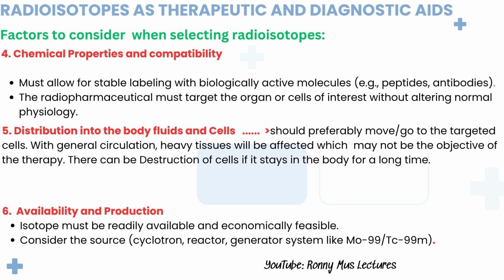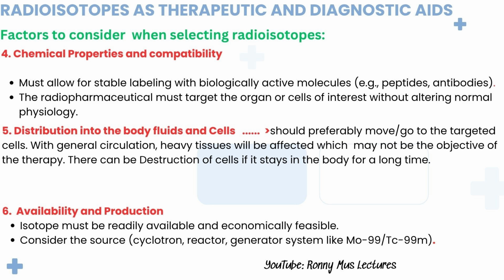Number four, the chemical properties and compatibility. So when it comes to compatibility, we want the radioisotope not to interfere or to alter the normal cell physiology. And then you also want it to allow for stable labeling with biologically active molecules.